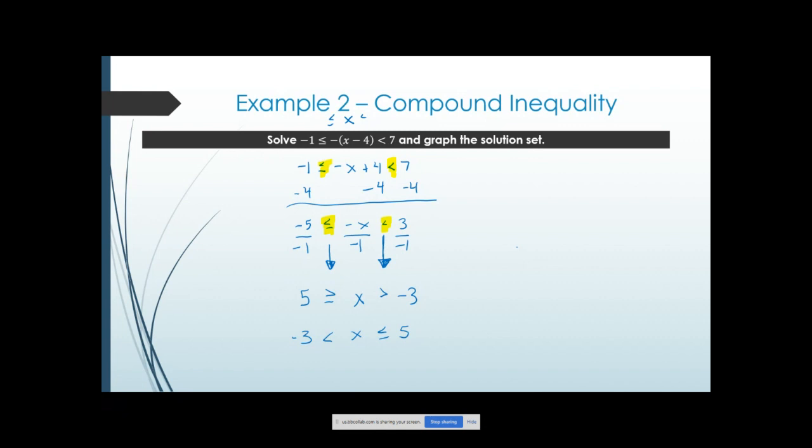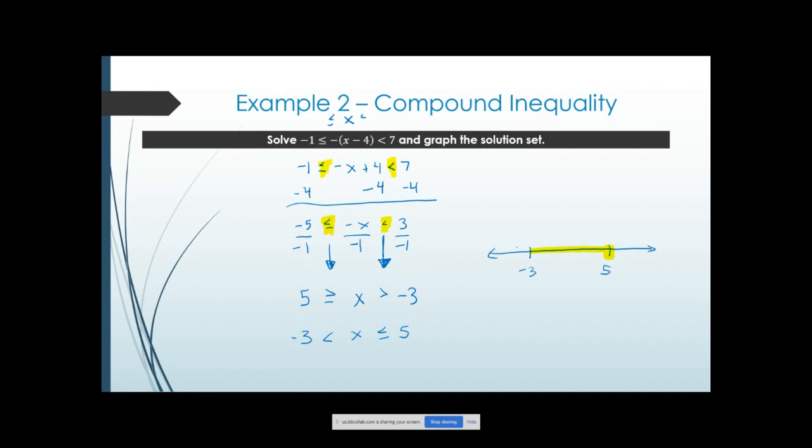So now what we have is we're saying that x is between -3 and 5, but we can include 5. So I'm going to graph my number line and put -3 and 5. And we're saying that x is between there. It's greater than -3, so we can't include -3. But it is less than or equal to, so we can include 5.